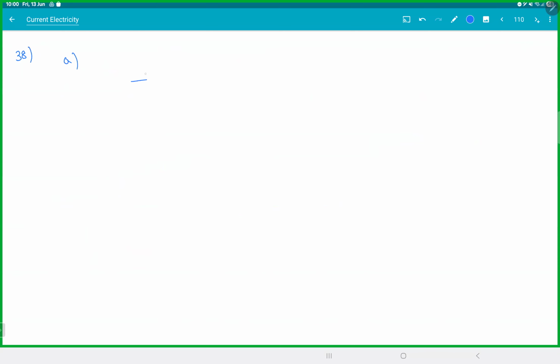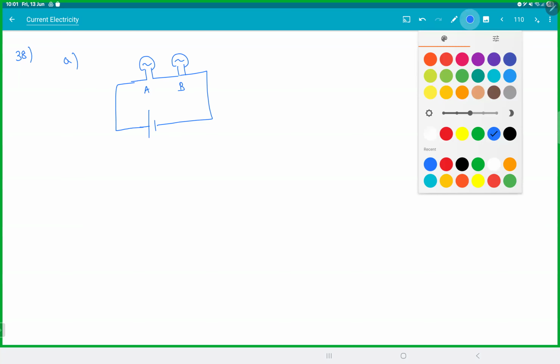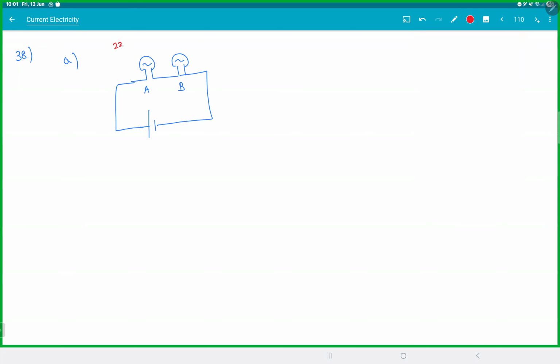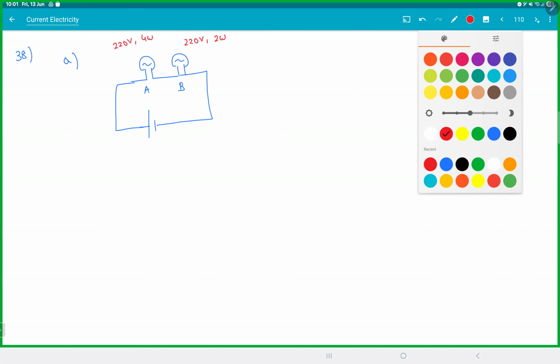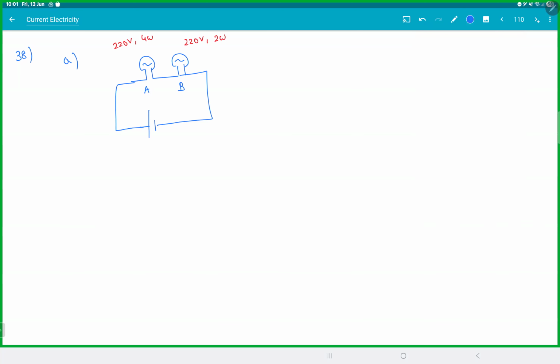So let's see a question. You have taken two bulbs. Normally in the house you use like what? I think these are like 15, 20 maximum, 24 maybe. So we have two bulbs here, bulb A and bulb B. Bulb A is 220 volt, 4 watts. Bulb B is 220 volt, 2 watts. Which bulb glows brighter? Again, don't see that 4 and 2 and get misled.